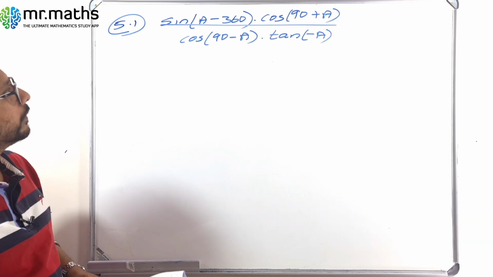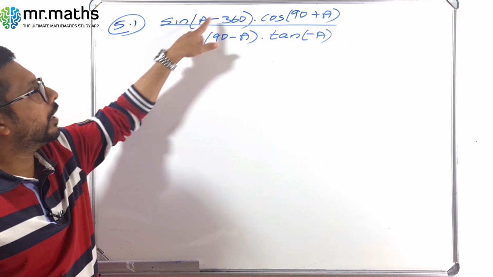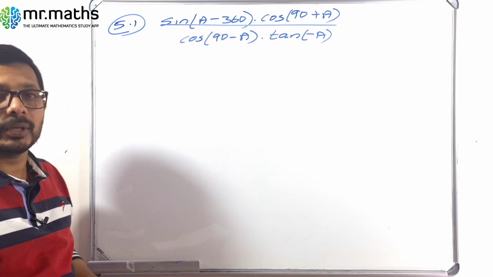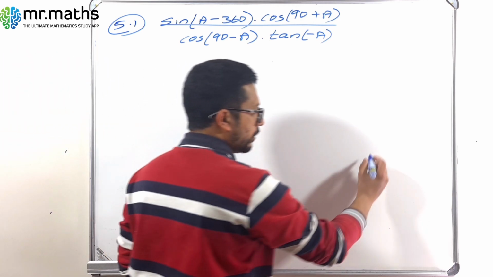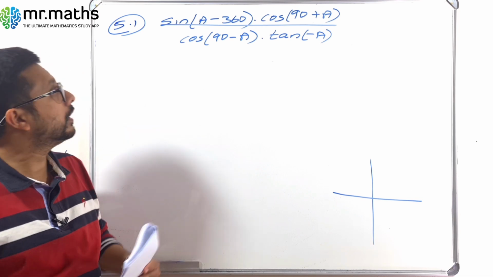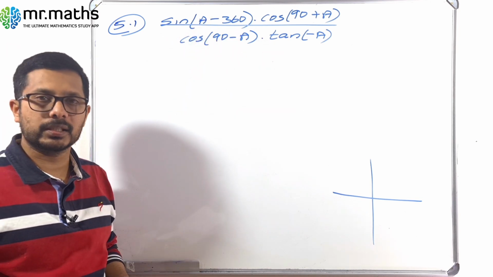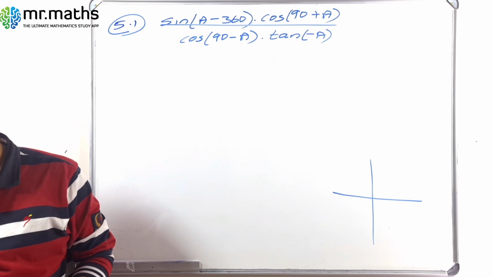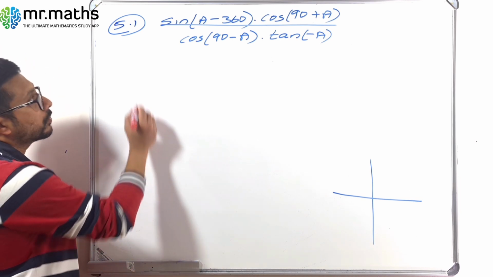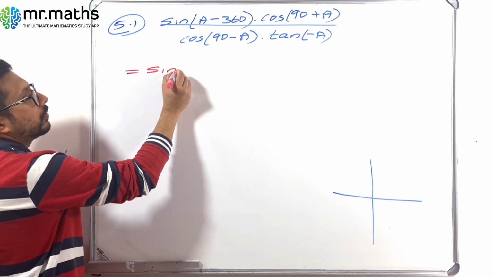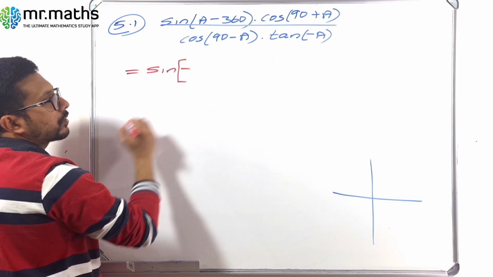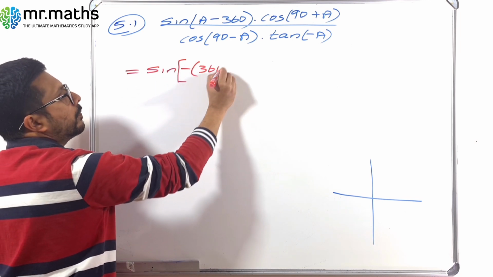Look at this one. Sine of a minus 360. Normally, if you want to apply the reduction formula, we are supposed to write 360 minus a. Am I right? But here it is a minus 360. So what can we do here? Sine of this a minus 360, I'm going to write it like this: minus of 360 minus a.